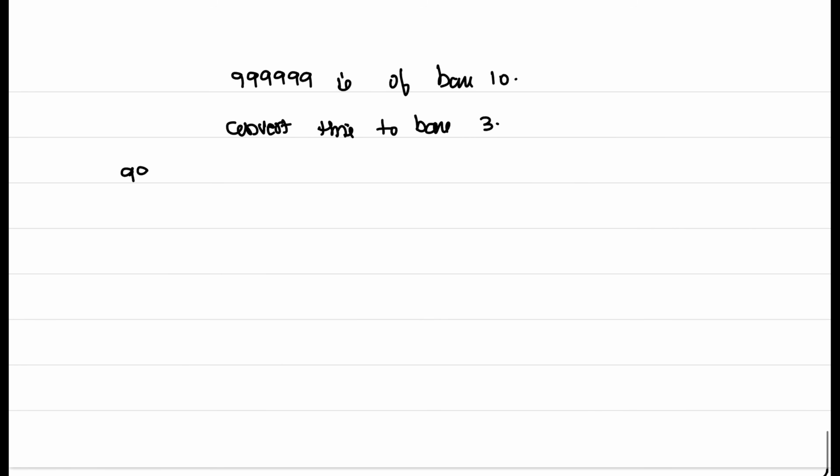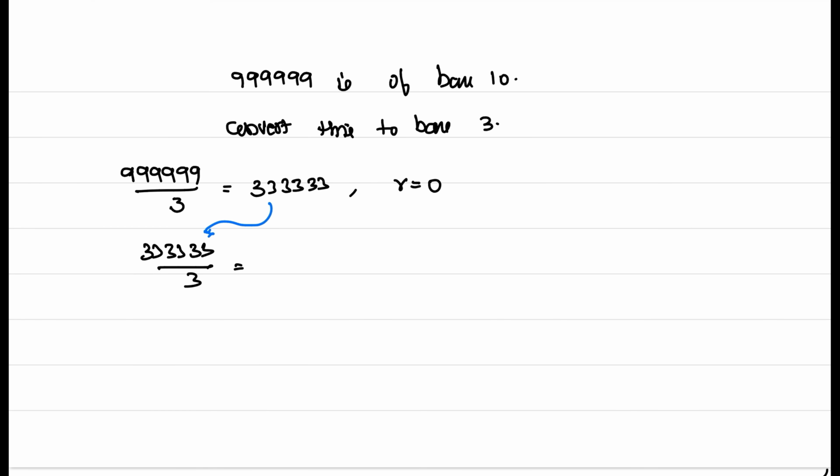Now, let us divide 999999 by 3. That gives how much value? 333333. What is the remainder? Remainder is equal to 0. Then we will take this value and again divide by 3. 333333 divided by 3. That will be 111111. Remainder is equal to 0.